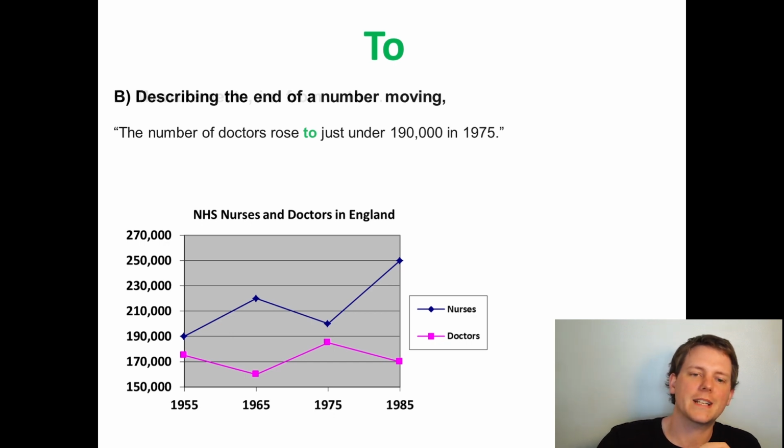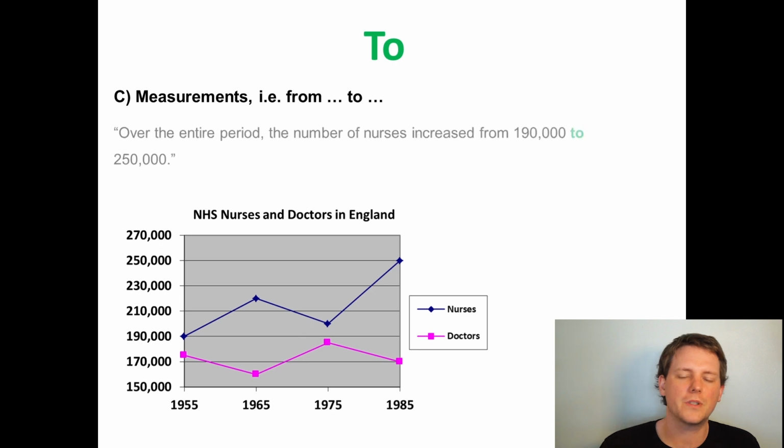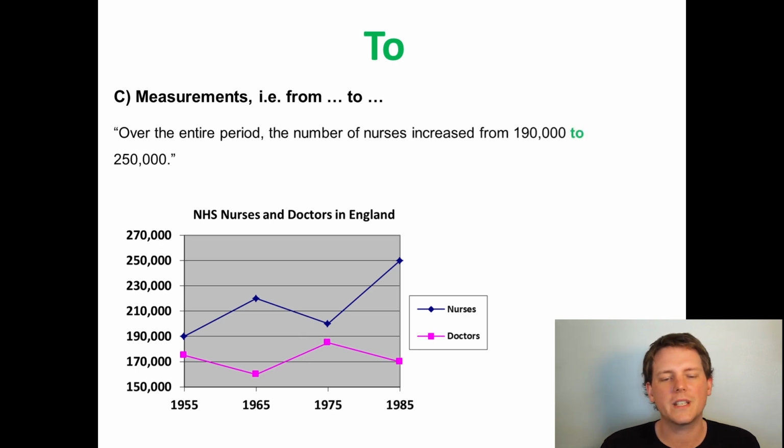Which brings me on to the next example, measurements, from and to. Over the entire period, the number of nurses increased from 190,000 to 250,000. So yes, from 190,000 tells you the starting point, to is the end point, 250,000.